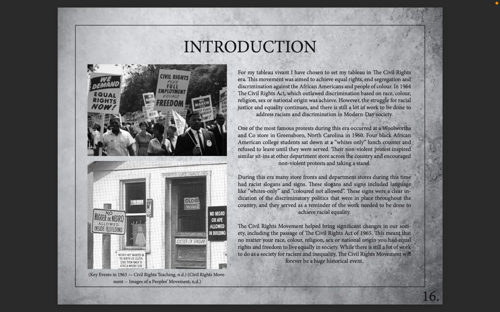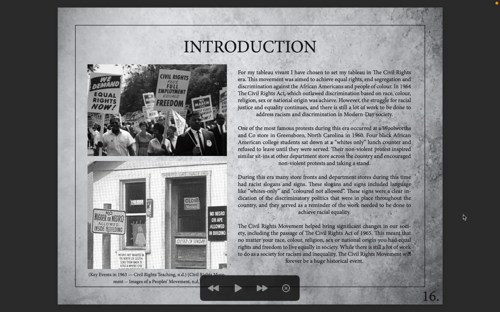During this era, many storefronts and department stores had racist slogans and signs. These slogans and signs included language like "whites only" and "colored not allowed." These signs were a clear indication of the discriminatory politics that were in place throughout the country, and they served as a reminder of the work needed to achieve racial equality.